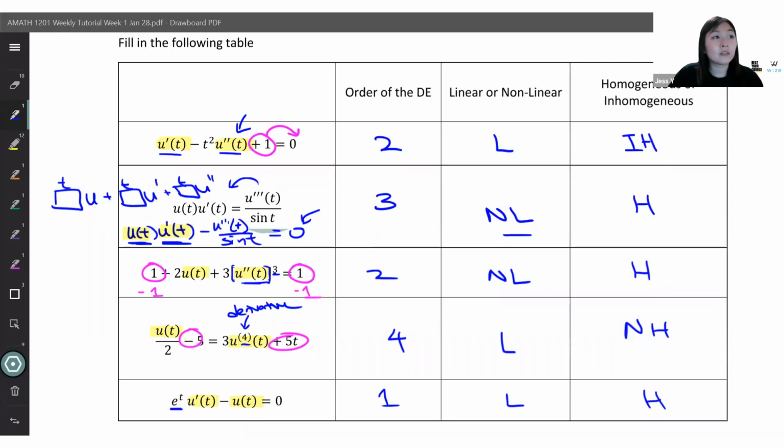If there's no derivatives, what would the order be? Good question. If there's no derivative, then the order is 0. It's no longer a differential equation. It's just a regular equation, right? If my equation just has y and x's, but there's no y primes, then it's just a regular equation.